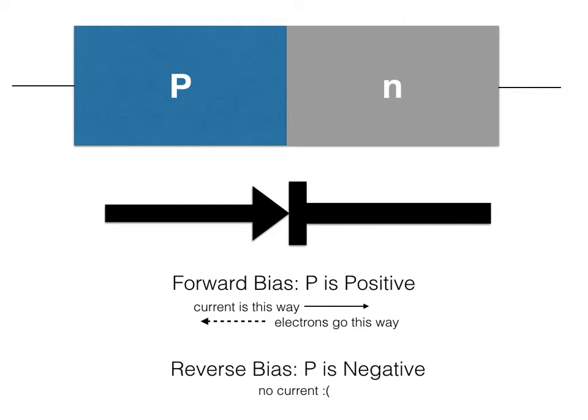The other key thing, and I'm going to try to drive this home throughout these slides, is that when you're forward biasing this diode, P is going to be positive. P is positive, N is negative. That's pretty straightforward, huh? Say it again. P is positive, N is negative. In the reverse bias case, P is negative and N is positive, and there's no flow of current, which makes us sad. And I will explain why.